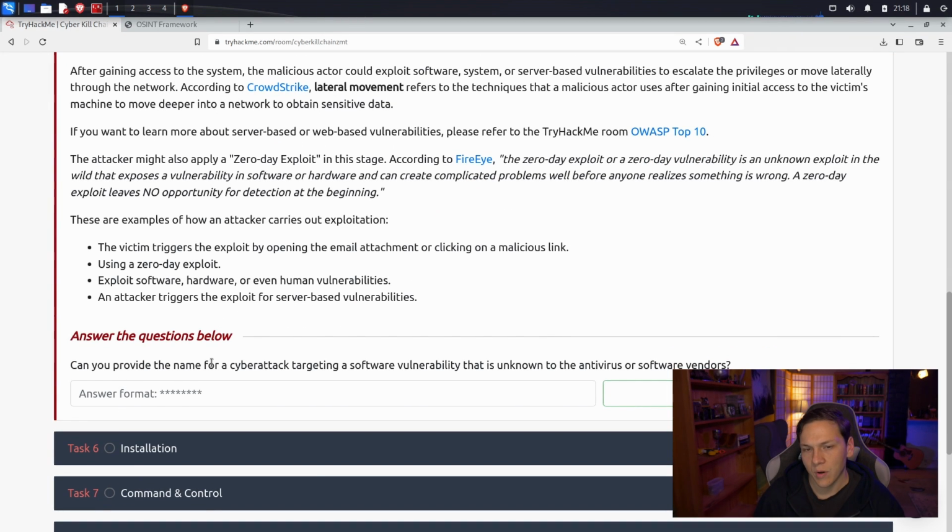Can you provide the name for a cyber attack targeting a software vulnerability that is unknown to the antivirus or software vendors? That is a zero-day.